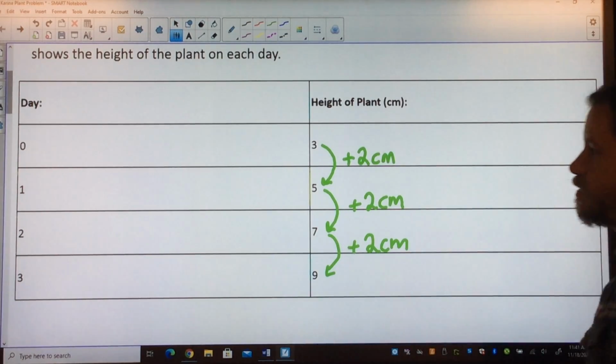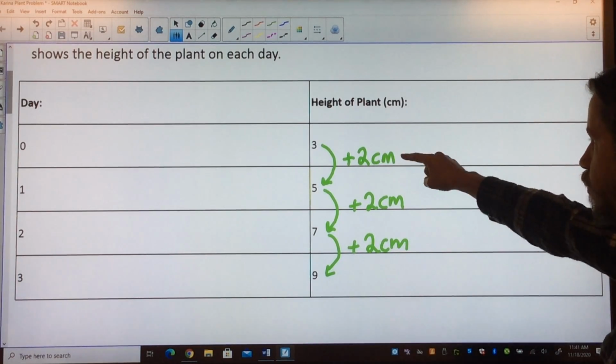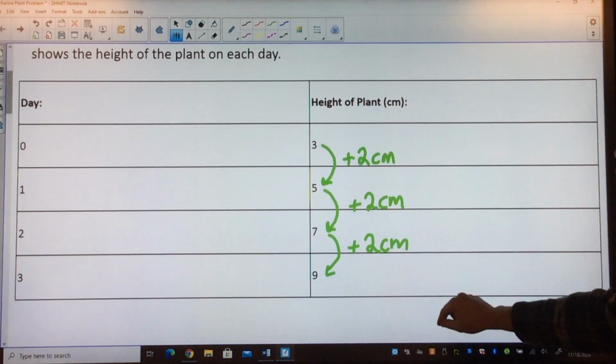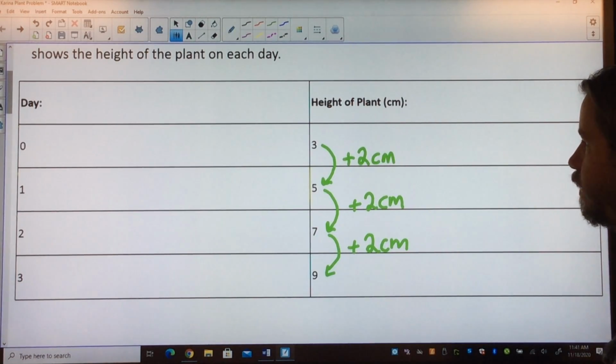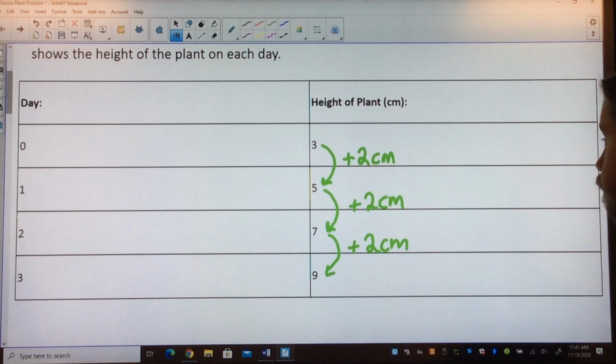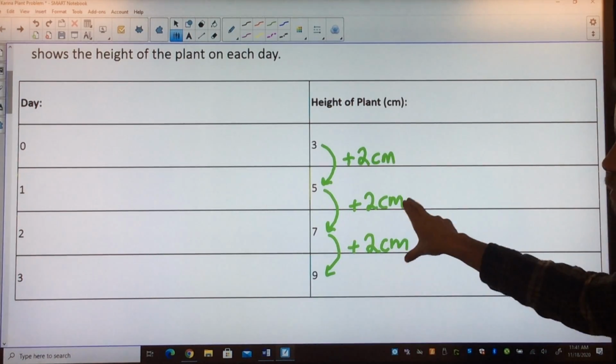Okay, so right off the bat, we can see a pretty clear pattern there. It seems that each day we're gaining 2 centimeters on the height of this plant. Okay, so now let's use that pattern. Let's rewrite this table and use this pattern to determine a rule that relates what day it is to the height of the plant on that day.